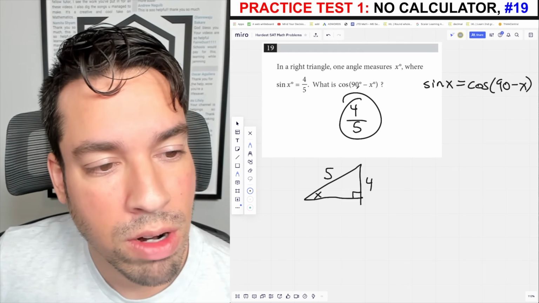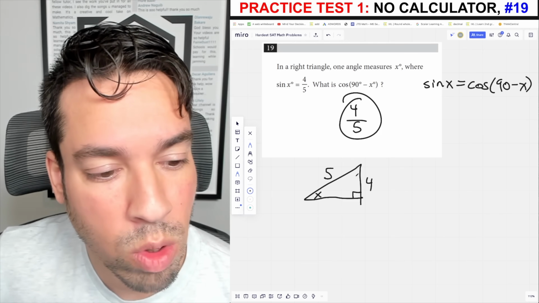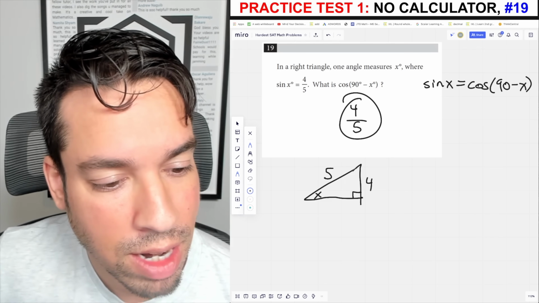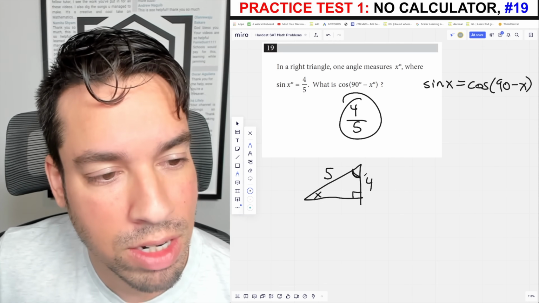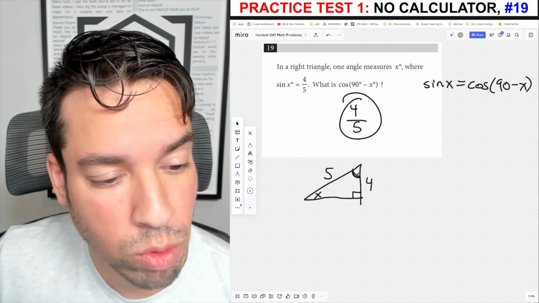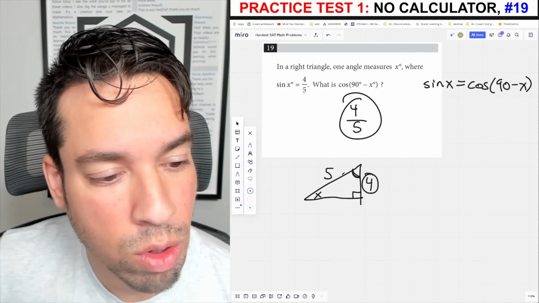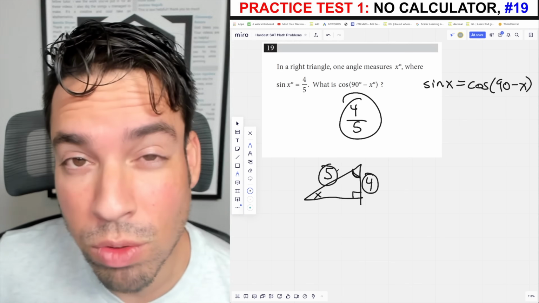Now, then you'd figure out what is 90 minus x? Well, obviously it's the complement, which means 90 minus x is this angle up here. And then just apply your general cosine rules. Cosine is adjacent over hypotenuse, which of course gives you 4/5.